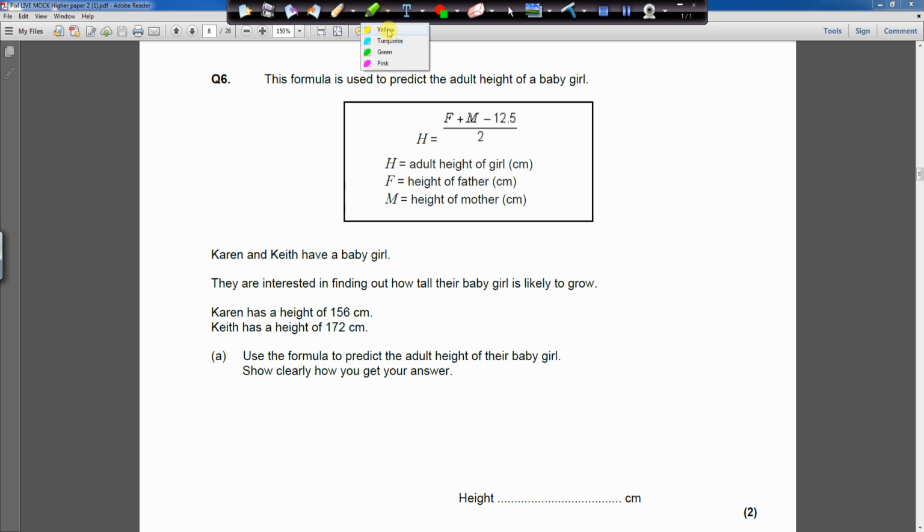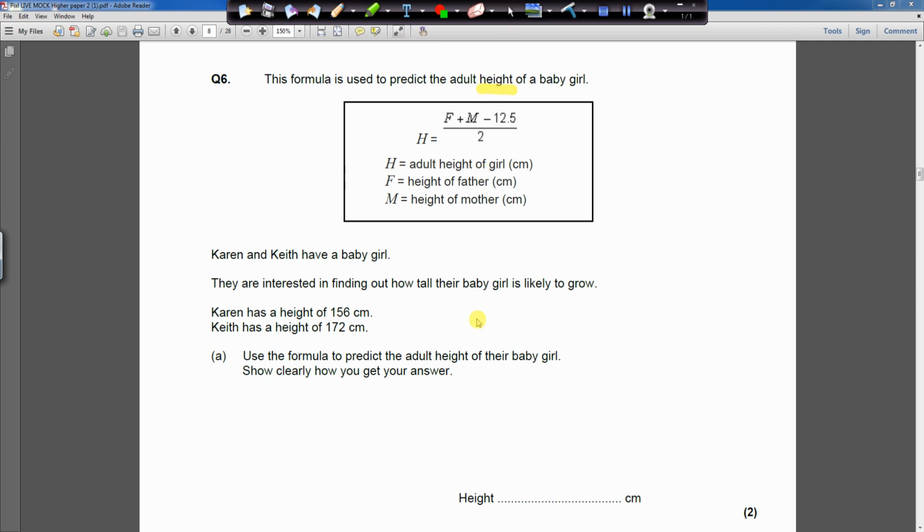Okay, let's look at the keywords here. We're looking at a formula to do with the height of a baby girl. Height is equal to the father's height plus the mother's height minus 12.5, divided by 2. Karen and Keith have a baby girl. I'm interested in finding out how tall their baby girl is likely to grow. Karen, the mother, has a height of 156. Keith, the father, has a height of 172. Use the formula to predict the adult height of their baby girl. Show clearly how you get your answer.